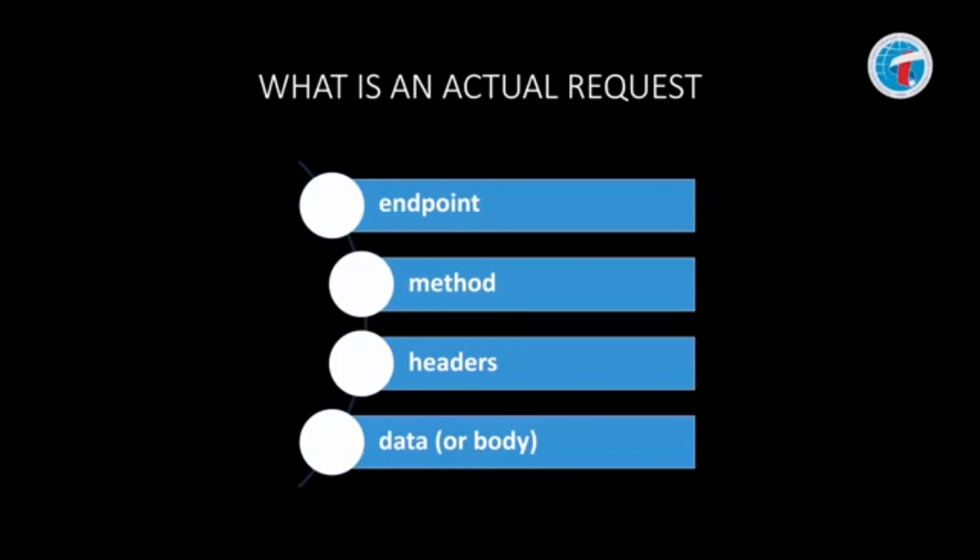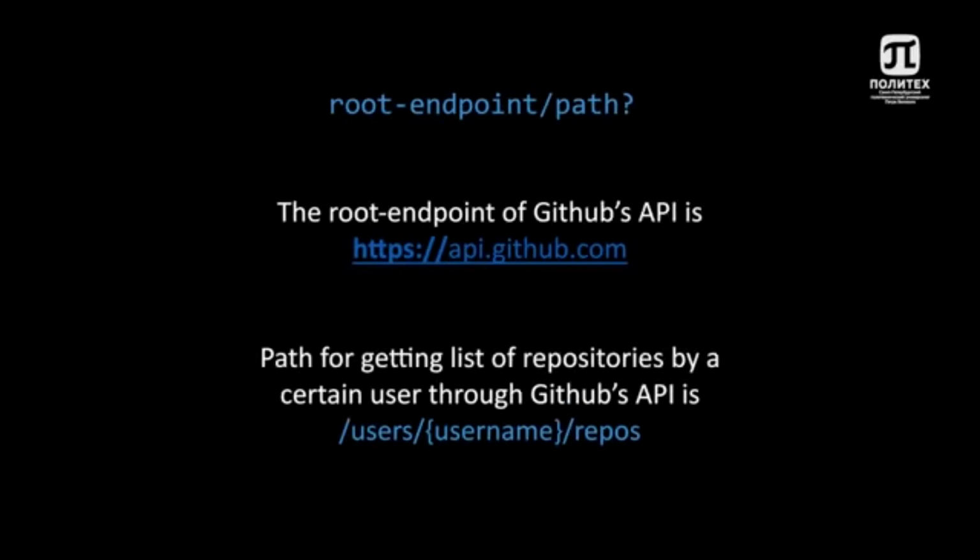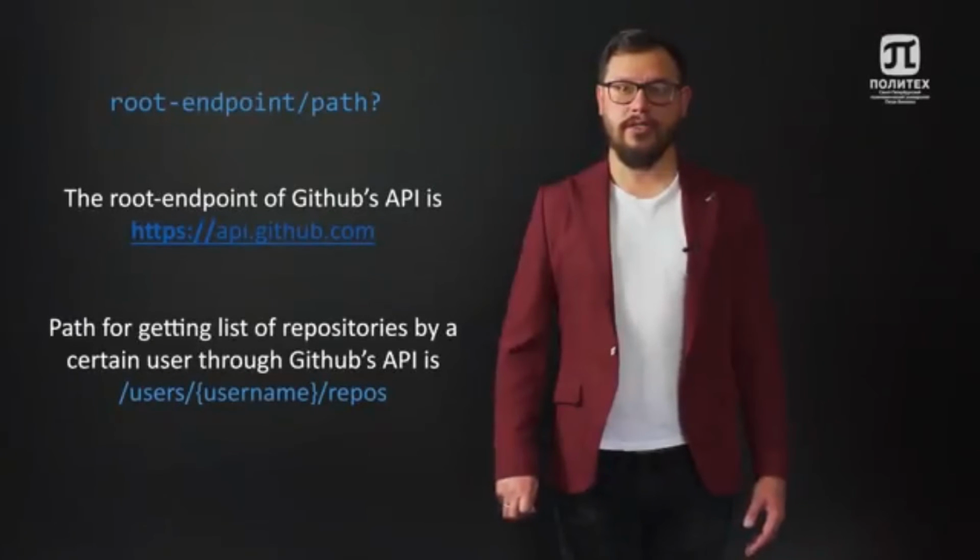What is an actual request? It's made up of four things: the endpoint, the method, the headers, and the data or body. The endpoint is the URL you request and has this structure: root endpoint, path. The root endpoint is the starting point of the API we are requesting from. For example, the root endpoint of GitHub's API is http://api.github.com.